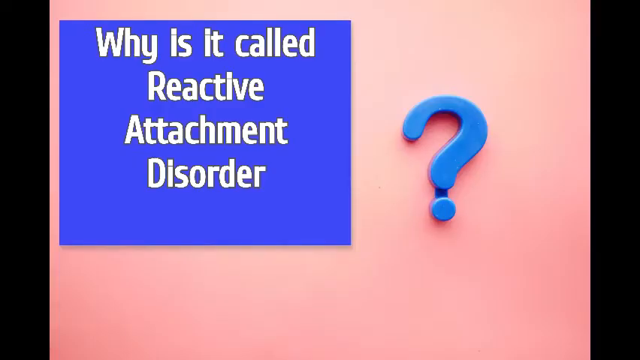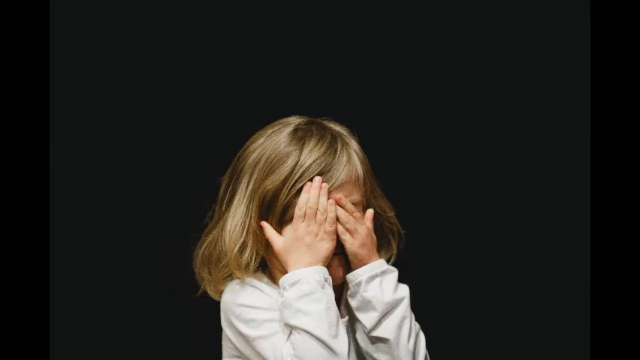Why is it called reactive attachment disorder? This attachment disorder is called reactive because instead of forming loving, healthy attachments that lead to positive relationships, the child acts out, reacts, in inappropriate ways in order to get his needs met.